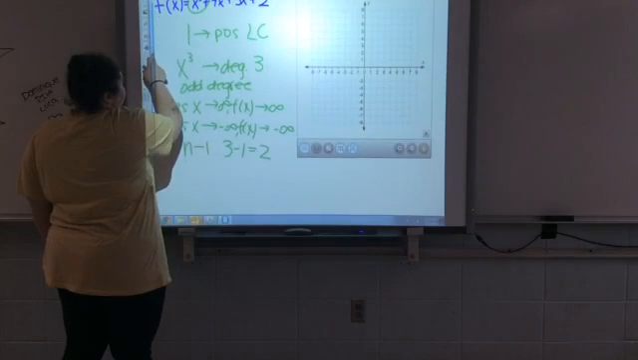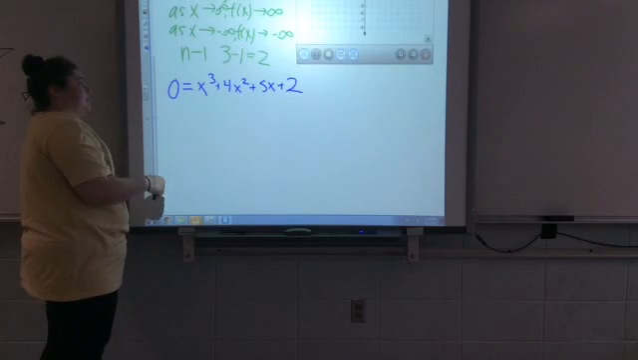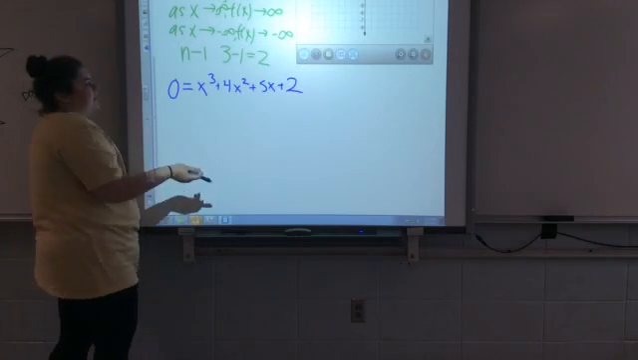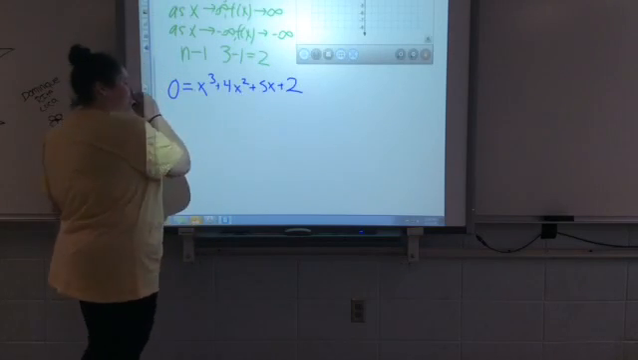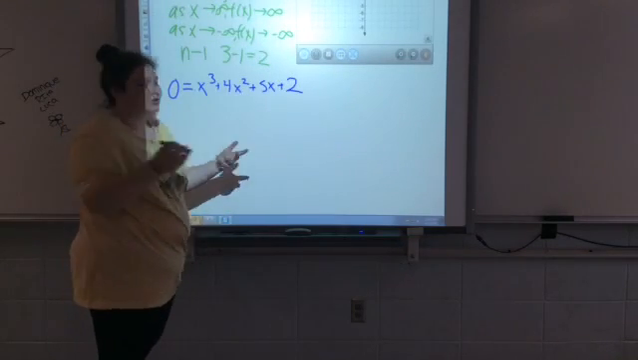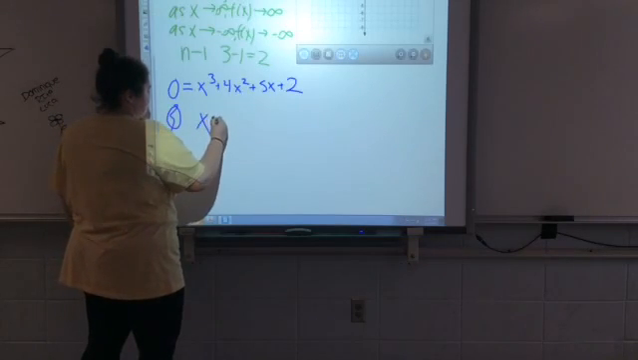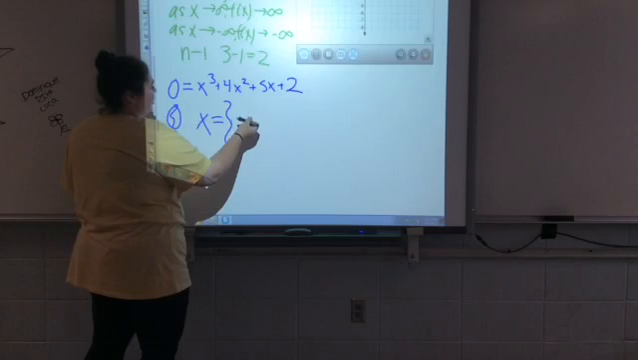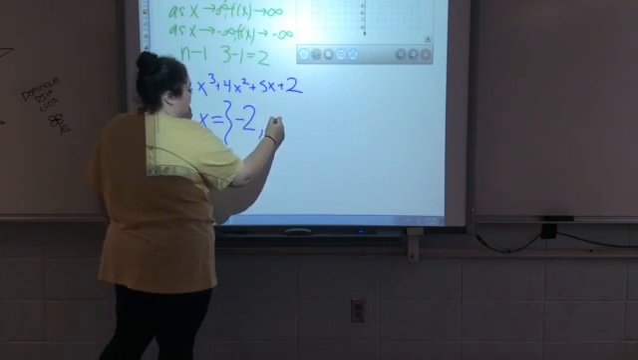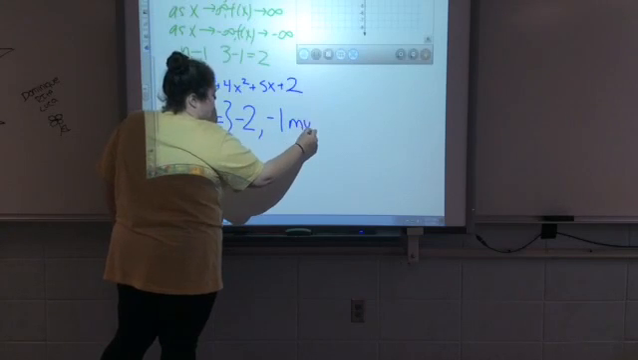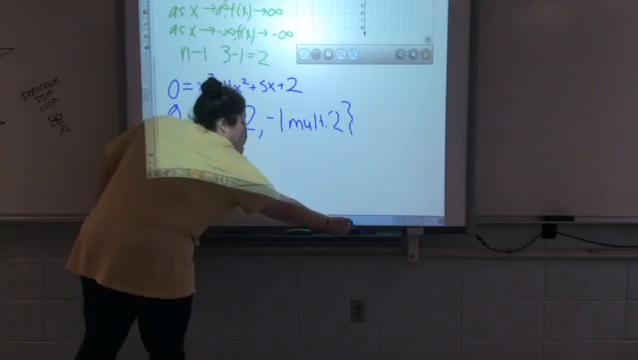So you set the equation equal to 0 by definition of x-intercept, and then you could try factoring by grouping, but that doesn't work. So then you have to use synthetic division, which if you need help with that, you can go to the factoring video. So the factors of this are x equals negative 2, negative 1 with a multiplicity of 2, which Maya will talk about.